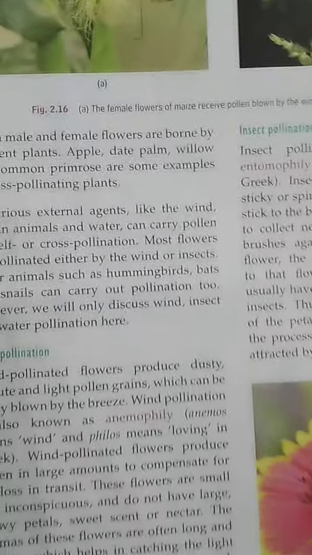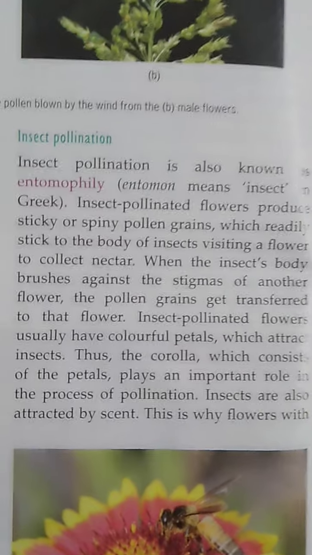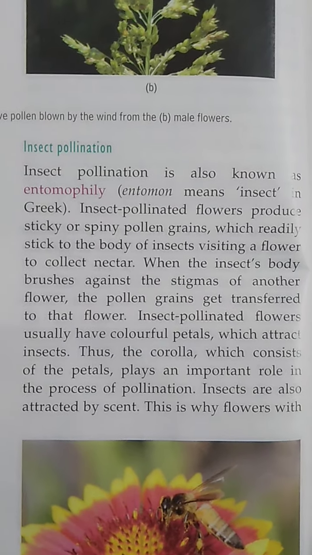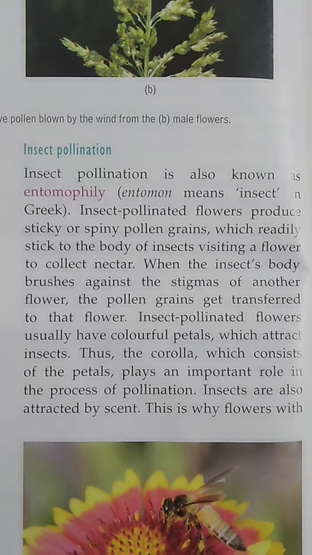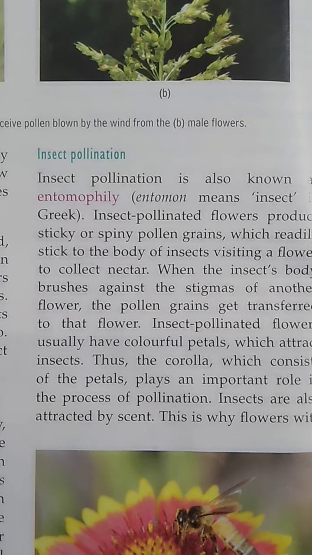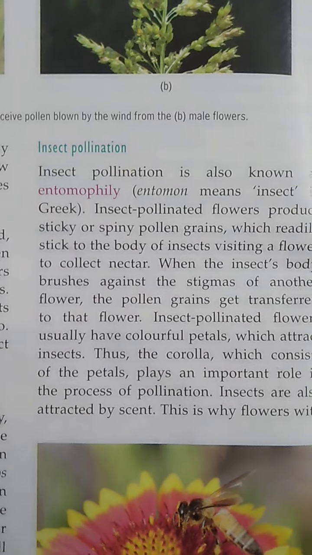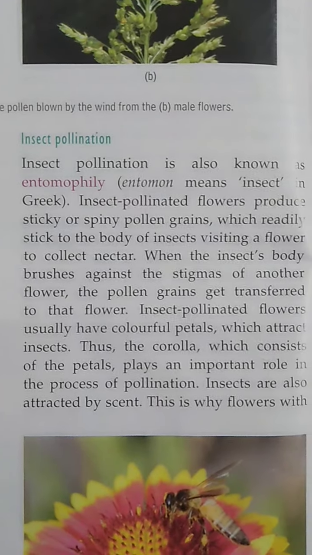Now our next type of pollination is called insect pollination. This insect pollination is called entomophily, and these insect pollinated flowers should produce sticky or spiny pollen grains, so that these pollen grains can be attached easily to the stigmas. When the insect's body brushes against the stigmas of another flower, then if the pollen grains are sticky, they will be easily transferred to the flower.